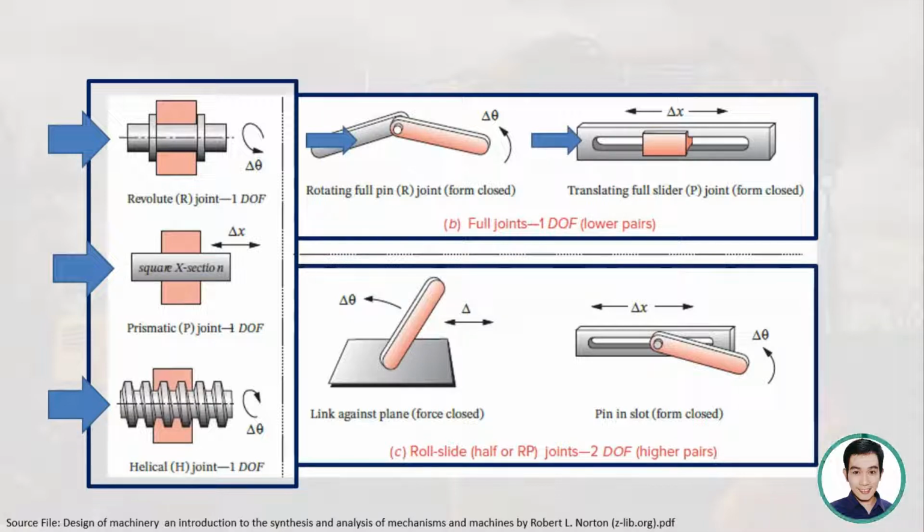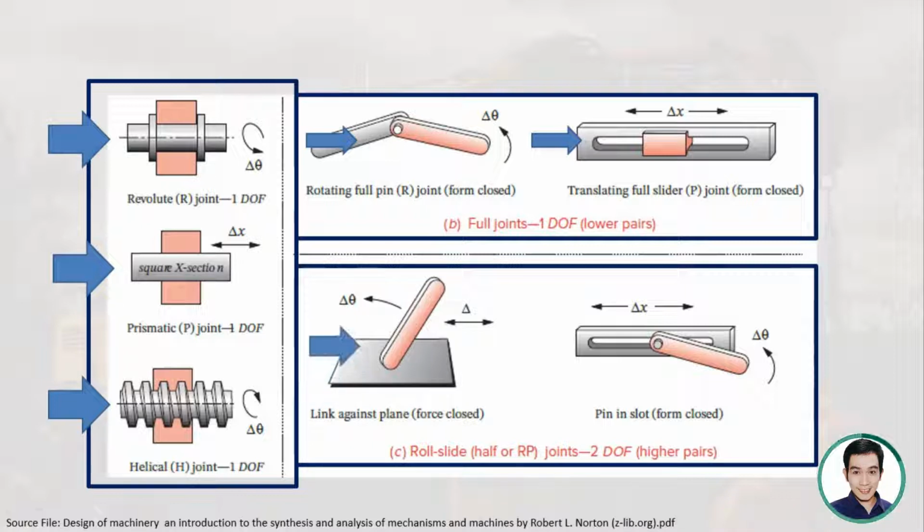At the bottom, we have at C a roll slide joint. We learned that a roll slide joint has 2 degrees of freedom, so that's why it's called a half joint. Here we have higher pairs because the contact between the two joints is actually a point contact. There's a point contact between link 1 and link 2. Same also with the pin and the slat, which has a point contact, so it's considered a higher pair.